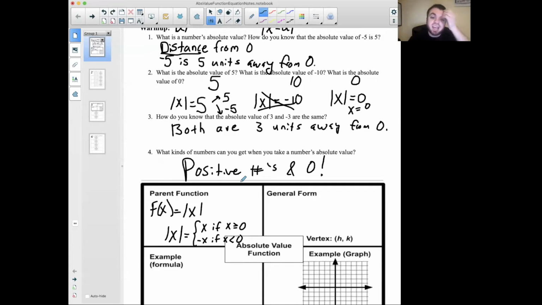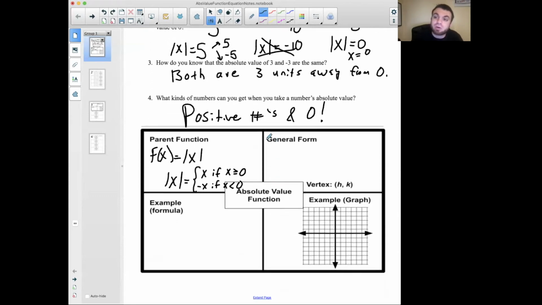But if you were to plug in a negative number, like -5, you would get its opposite. So -5 would give you 5. So that's just like the piecewise defined function. But the idea is, again, the parent function is just the distance away from 0. The general form looks something like this, okay?